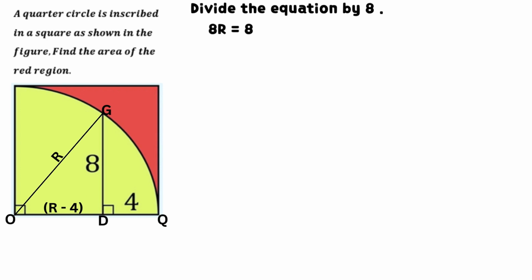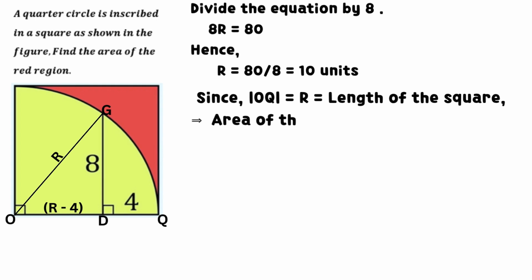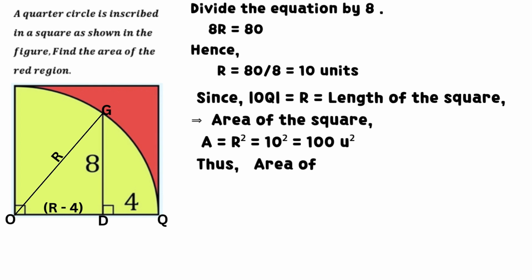Divide the equation by 8. We have that 8 times R equals 80. Hence, R equals 80 divided by 8, which equals 10 units. Since O, Q equals R, which equals the length of the square, this implies that the area of the square A equals the square of R, which equals 100 square units.